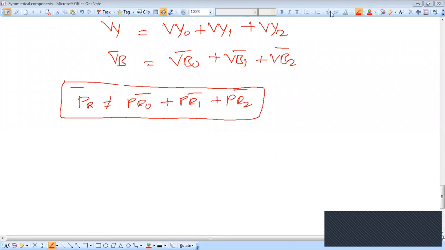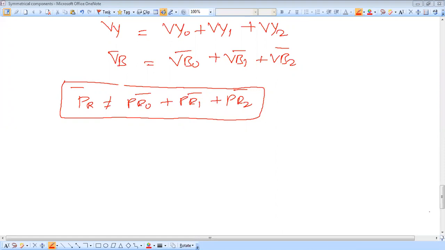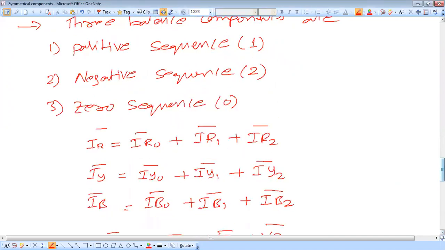In symmetrical components, any unbalanced system is replaced with three balanced components. The three balanced components are called symmetrical components. They are the positive sequence component, negative sequence component, and zero sequence component. The positive sequence component is represented by suffix 1, negative sequence by suffix 2, and the zero sequence component is represented by suffix 0.